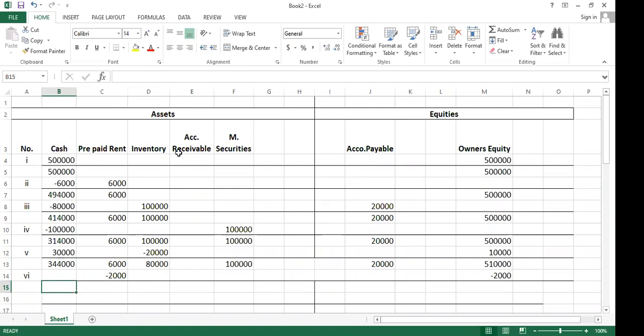Okay. Number 6. During the period rent expires 2,000. Reduce the 2,000 from prepaid rent and reduce the 2,000 from the owner's equity. Balance is cash 344,000, and prepaid rent is 4,000, and inventory 80,000, and marketable securities 100,000, and accounts payable 20,000, and owner's equity 508,000.